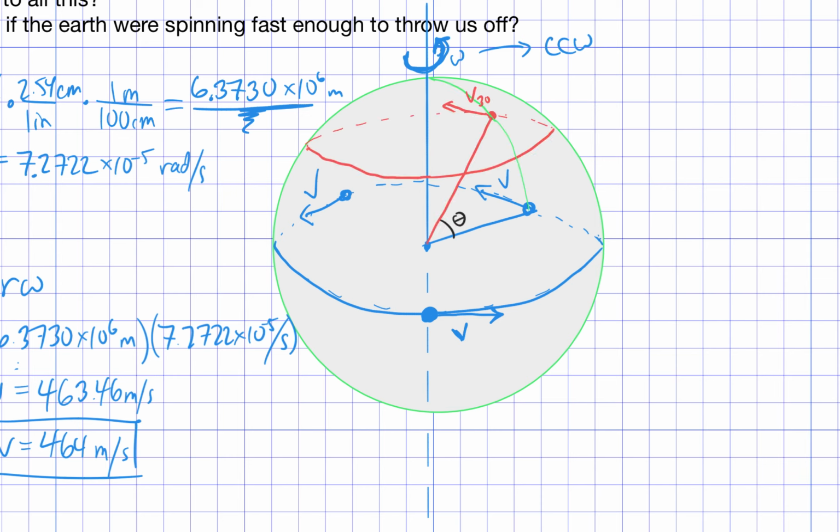I can't really explain it, so what I'm going to do is draw it on a picture. So imagine you're standing somewhere out here.